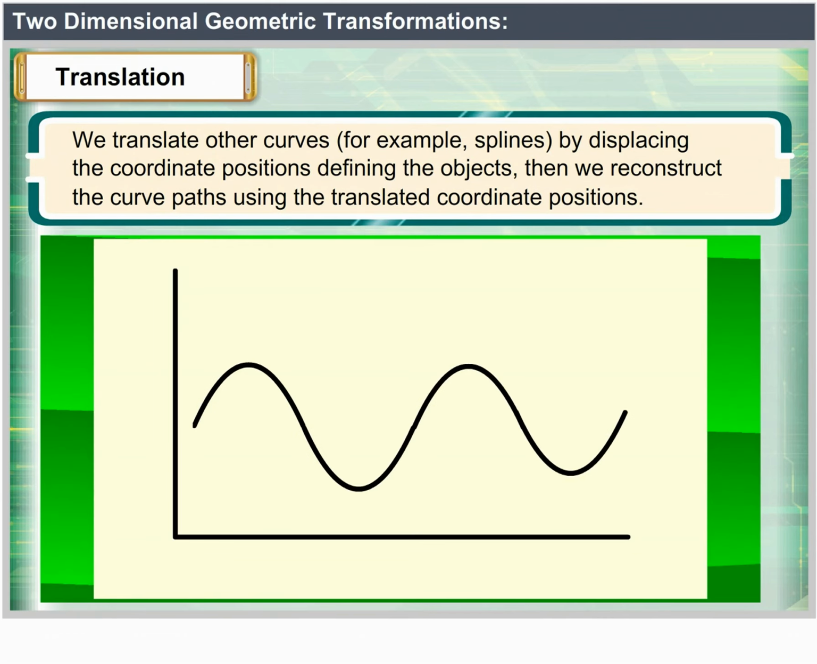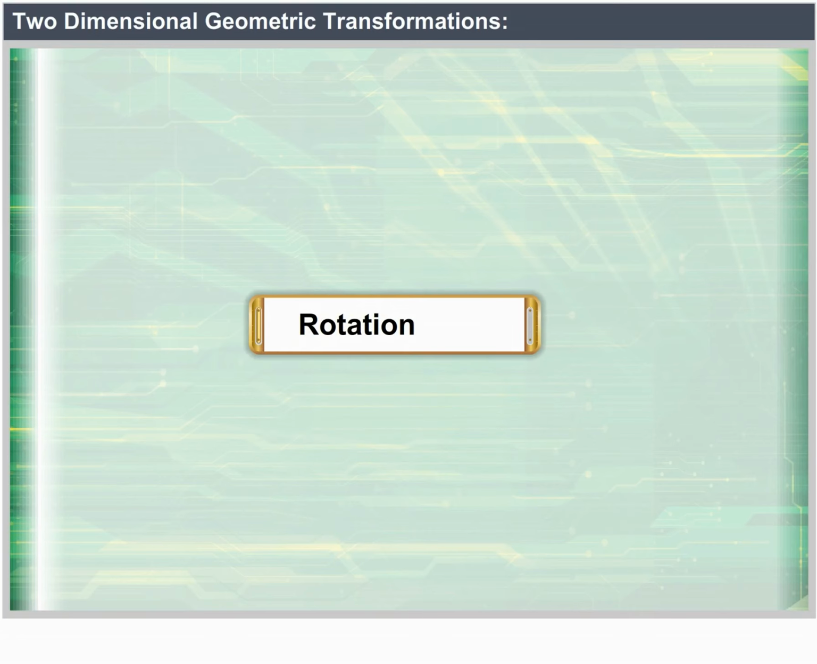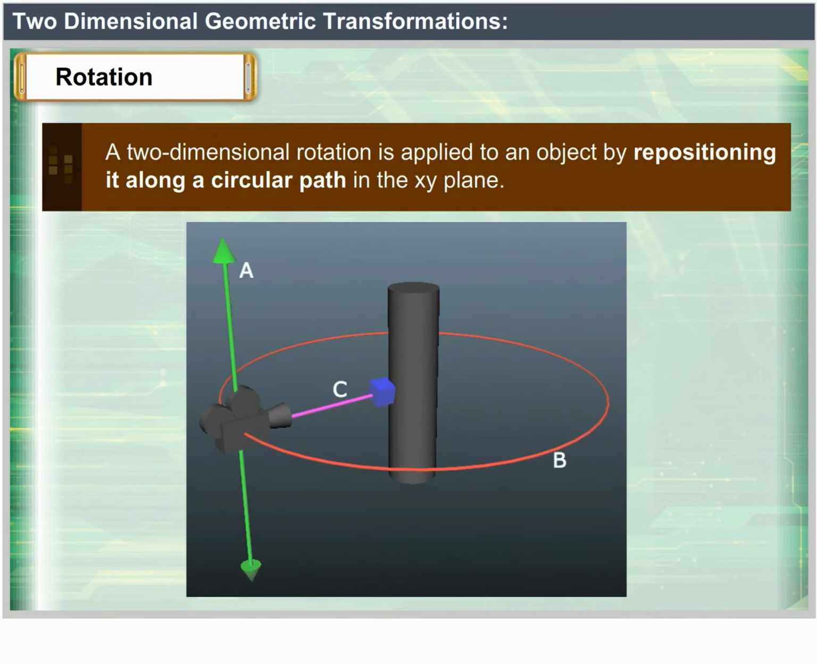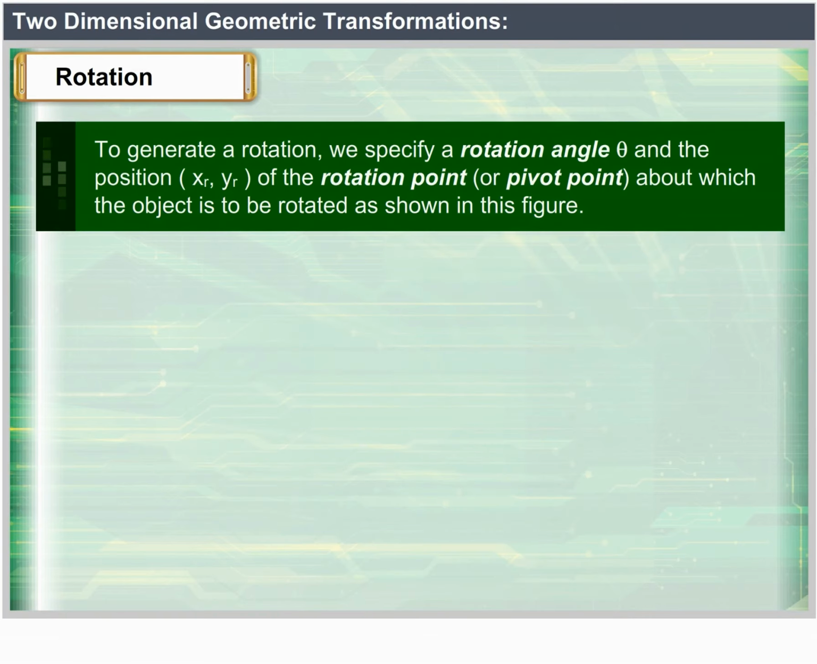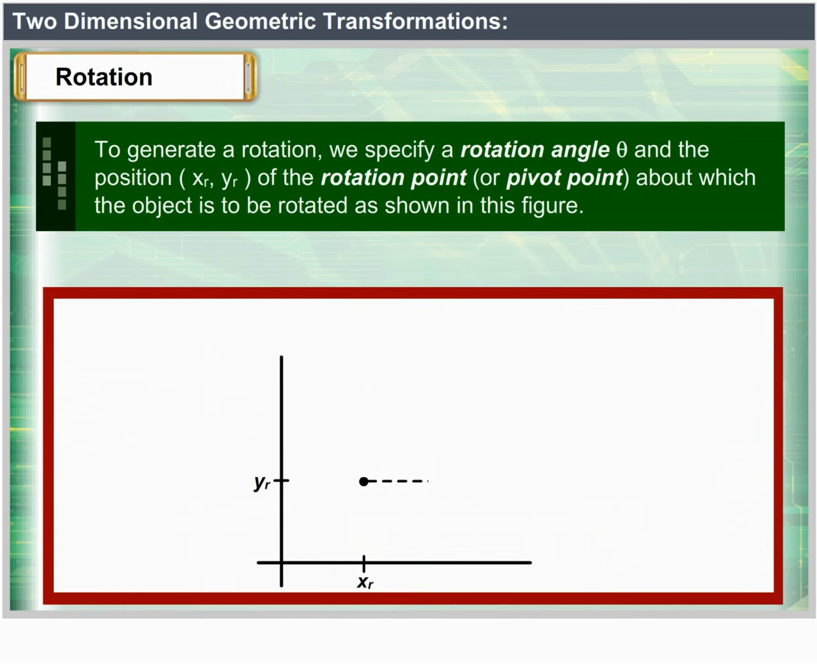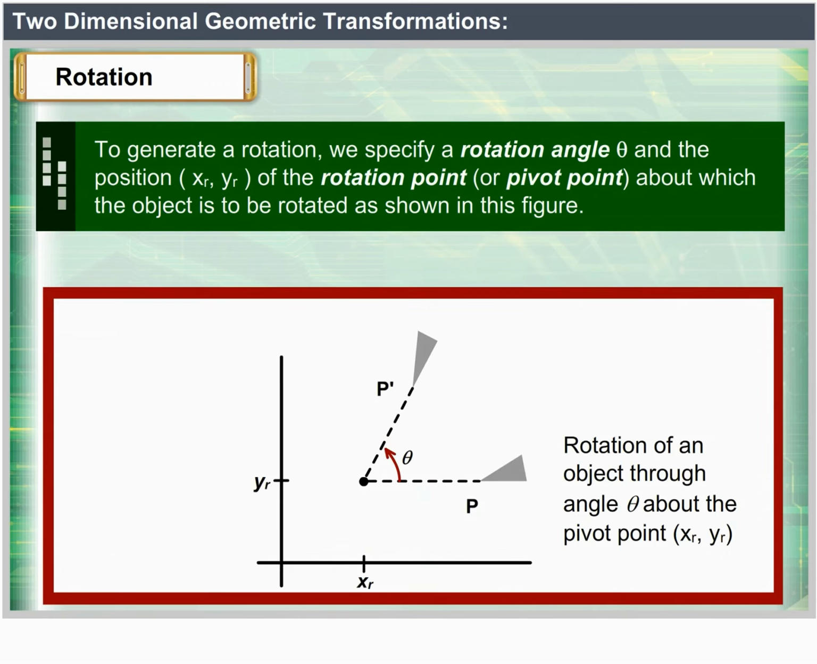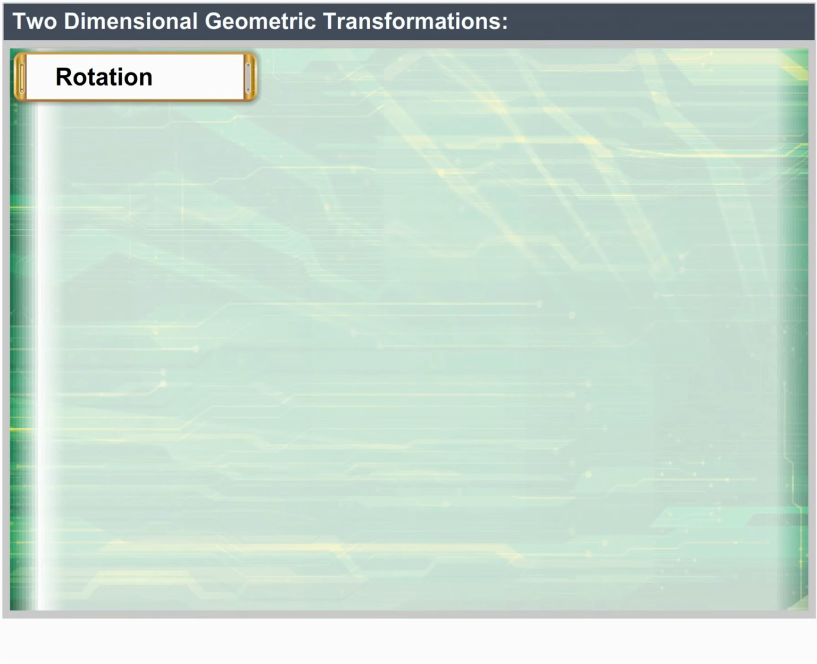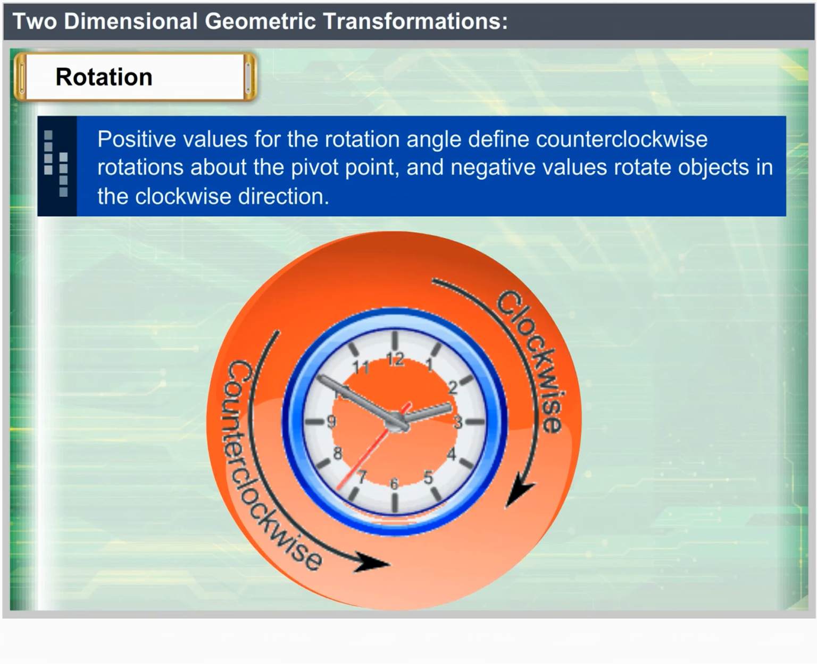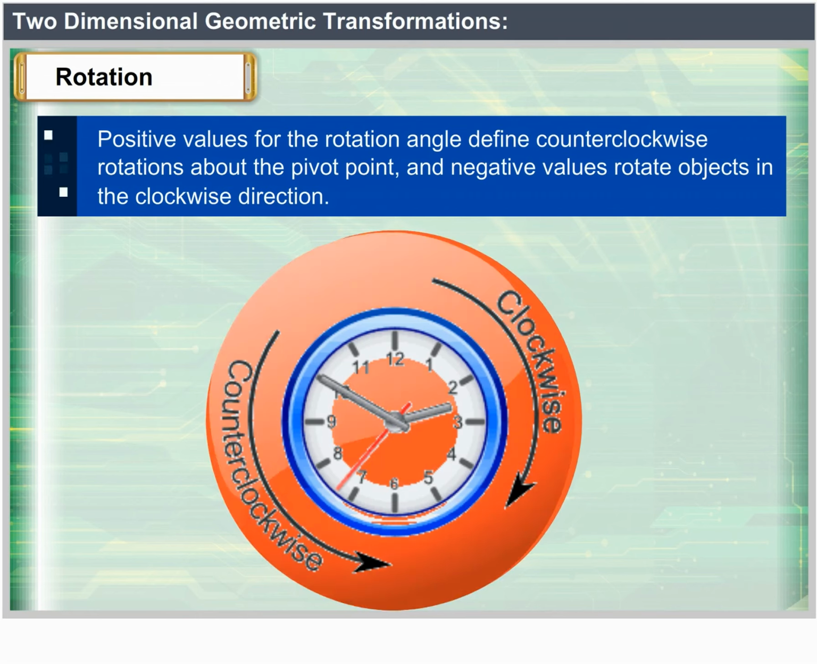Rotation. A two-dimensional rotation is applied to an object by repositioning it along a circular path in the xy plane. To generate a rotation, we specify a rotation angle theta and the position (xr, yr) of the rotation point or pivot point about which the object is to be rotated, as shown in this figure. Positive values for the rotation angle define counterclockwise rotations about the pivot point, and negative values rotate the objects in the clockwise direction. This transformation can also be described as a rotation about a rotation axis that is perpendicular to the xy plane and passes through the pivot point.